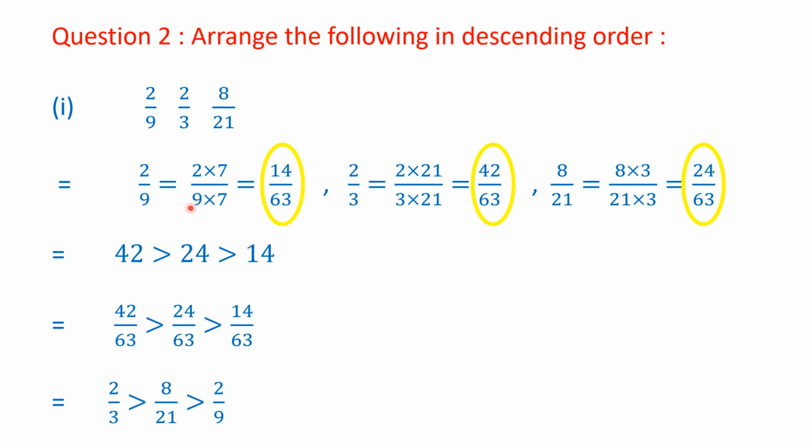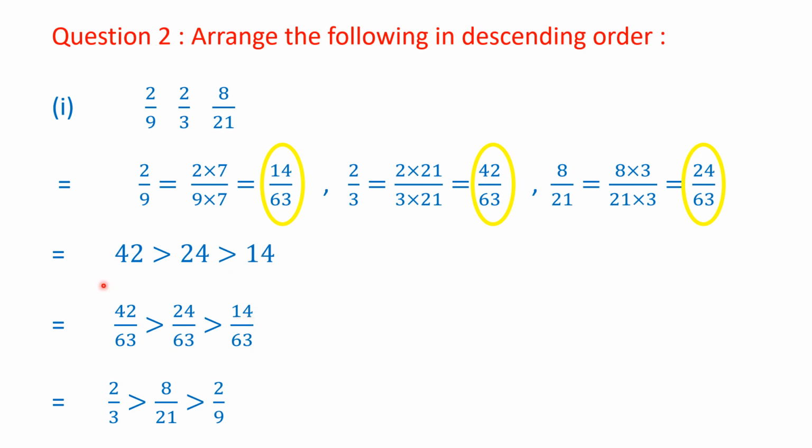How do you compare? We have already seen in the previous video how to compare. You take all the numerators 14, 42, 24 and you compare them. So 42 is the greatest, then comes 24, then comes 14. Since 42, 24 and 14 are in this order, the fractions will also be in the same order, right? So 42 is greater than 24 is greater than 14. Therefore 42 by 63 is greater than 24 by 63 and that is greater than 14 by 63.